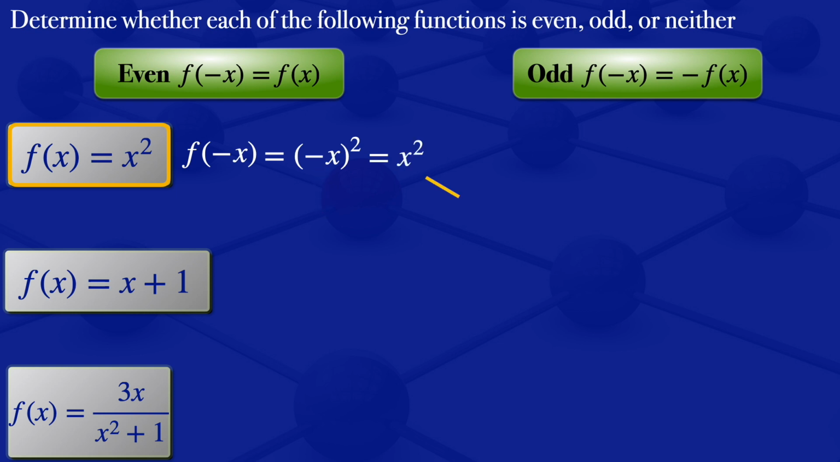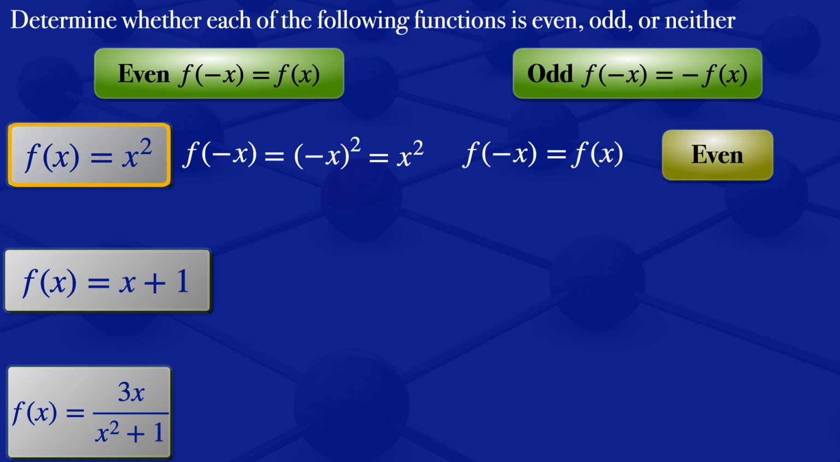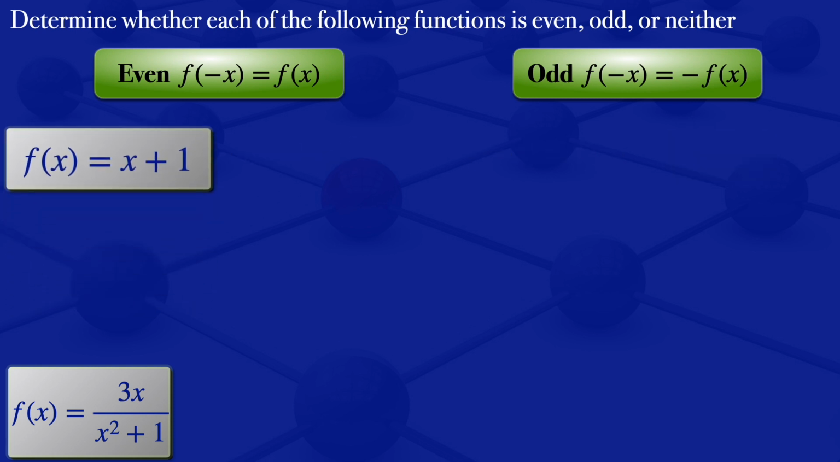Now comparing this to this part here, we see that it is just equal to f of x. So we have f of minus x is equal to f of x. It's satisfying this condition here, so we conclude that the function is even. I'll now go on to the second function.